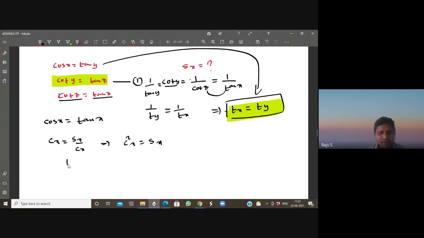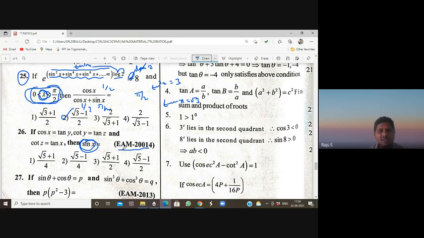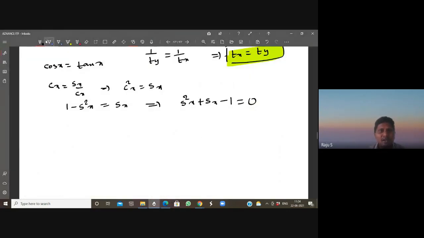Then cos square x can I write as 1 minus sin square x? All values you can take to the right side. Minus sin square becomes plus, so sin square x plus sin x minus 1 is equal to 0. Now, what are they asking? The question is the sin x value. We got a quadratic equation in the form of ax square plus bx plus c, where a value is 1, b value is 1, c value is minus 1.